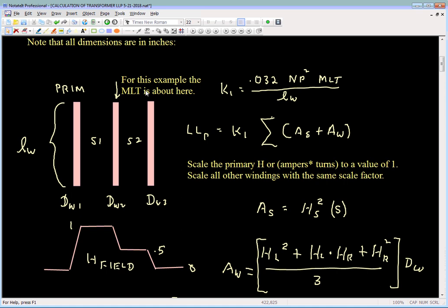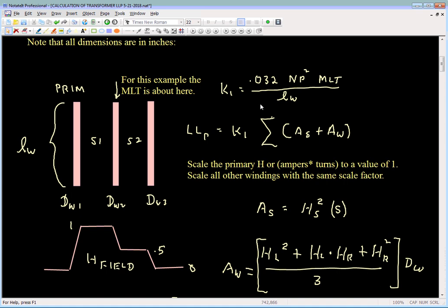So for this example, the MLT, mean length of turn, would be measured here. It goes around a circle like this, because you have the same winding actually over here, so it goes around a circle like this, but into the paper, coming out of the paper here. I'm sure you know what mean length of turn is. It's applicable also to capacitance calculations, DCR calculations, and so forth. Very fundamental parameter. It's in inches, as I said.